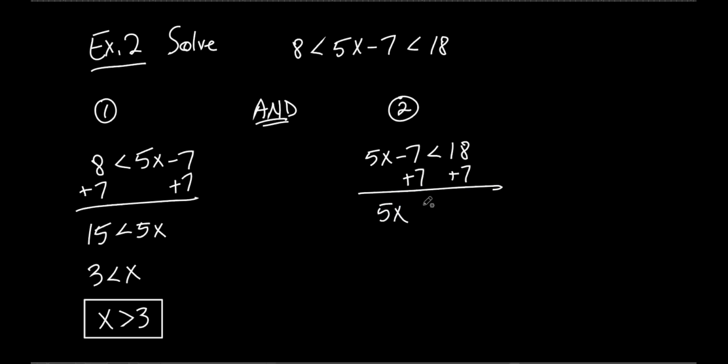That's 5x is less than 25. Divide by 5, so x is less than 5. Put that in a box.